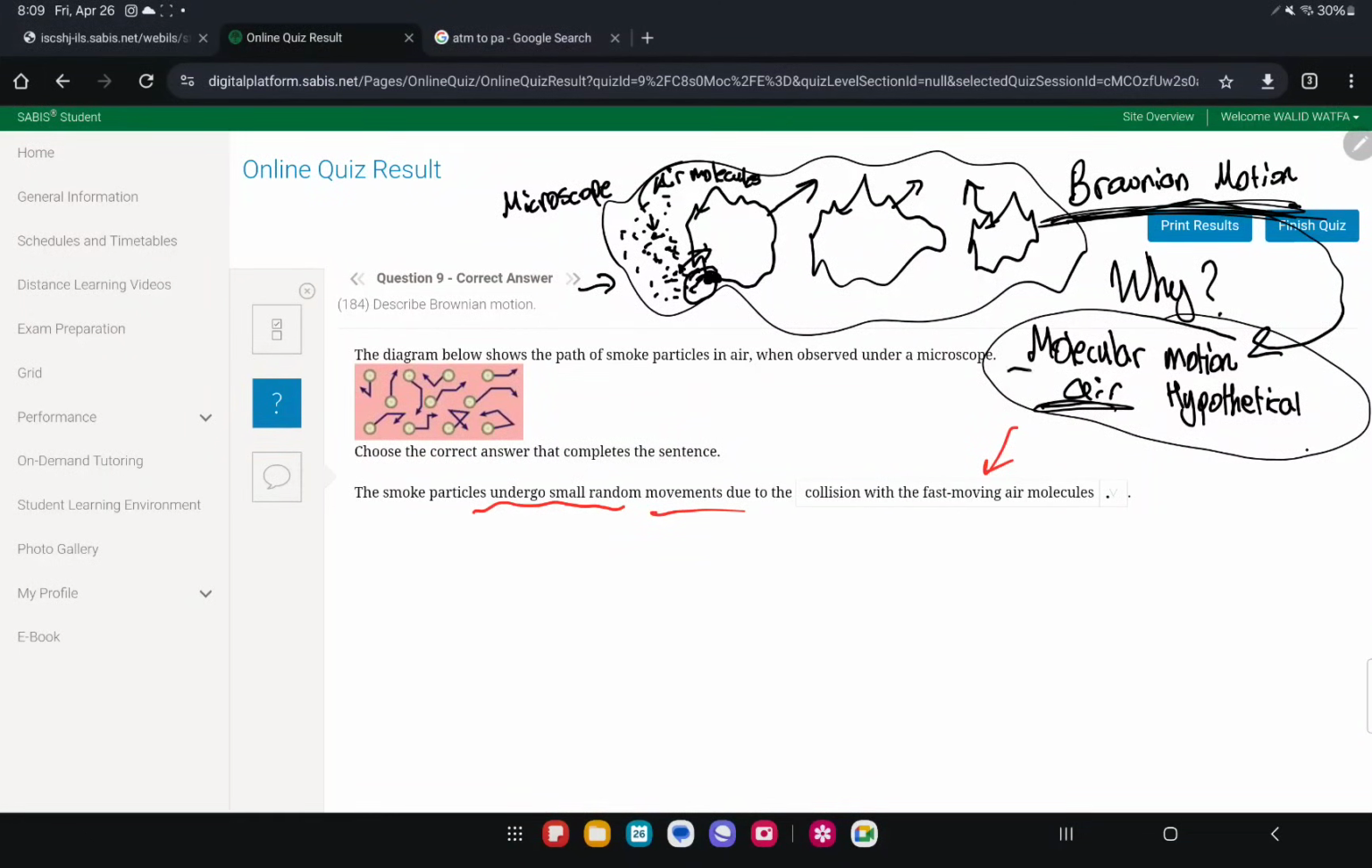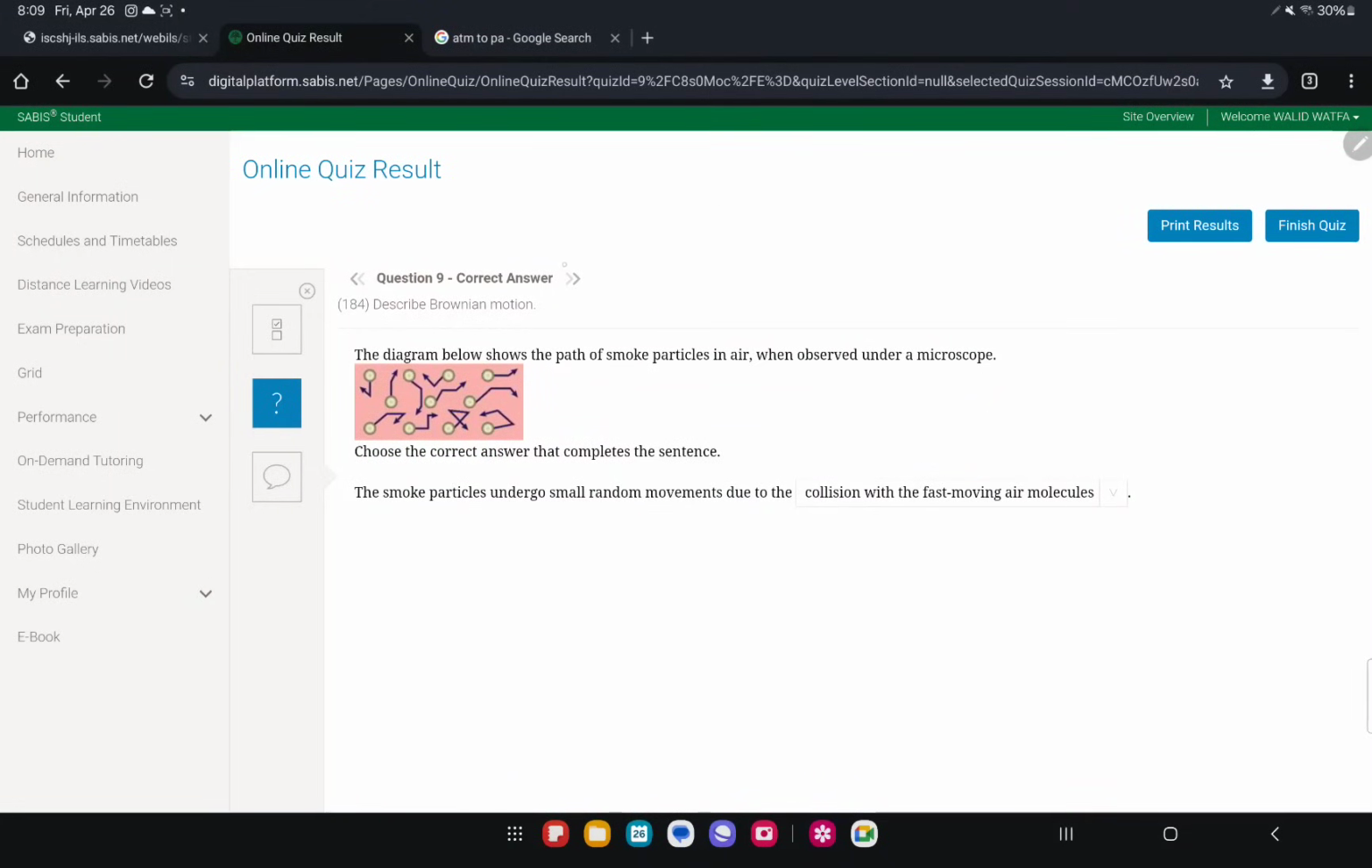Okay, the molecular motion is in the book, so you have to know it since it's in the book. So Brownian motion occurs due to molecular motion, which is basically the collision with the air molecules. Just go smaller. What's smaller than smoke? Air. Okay. Question 10.